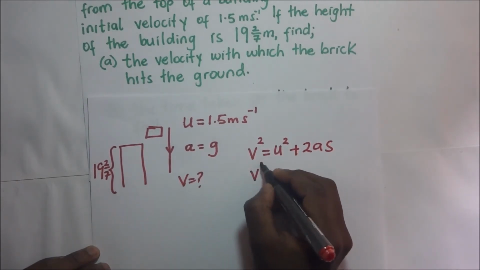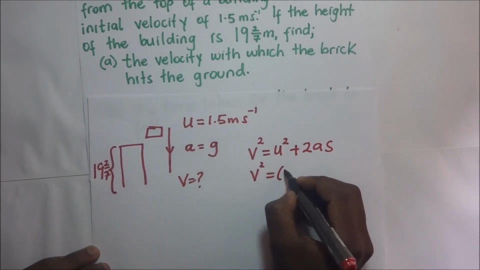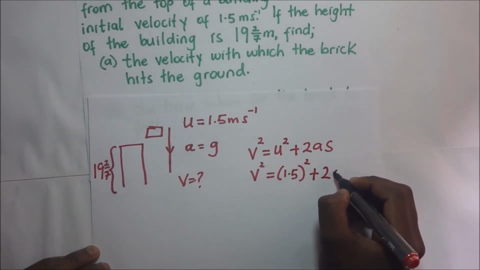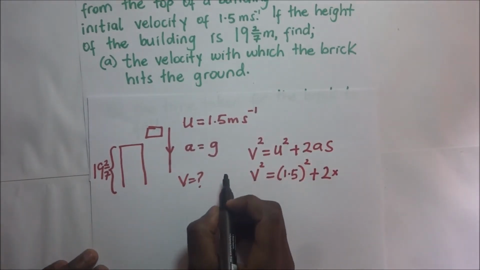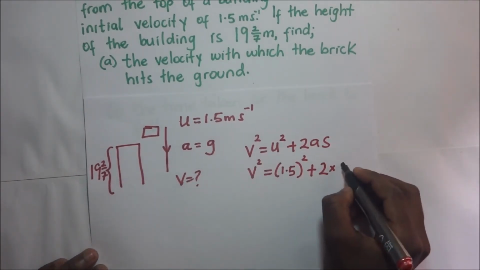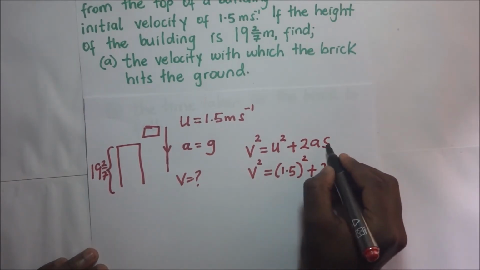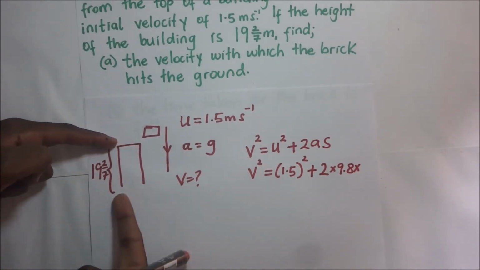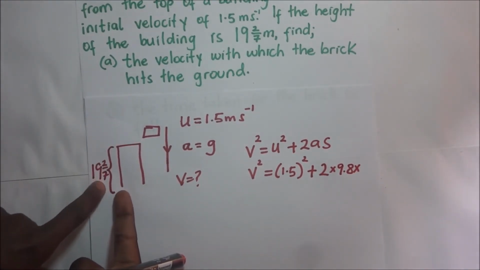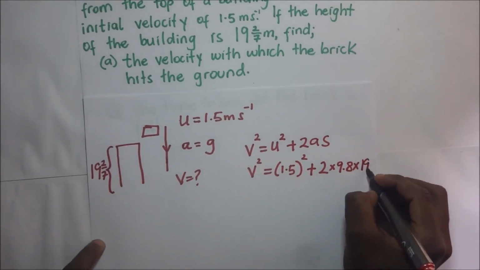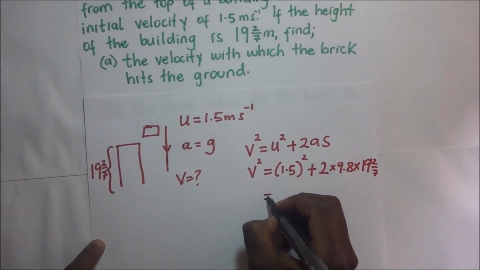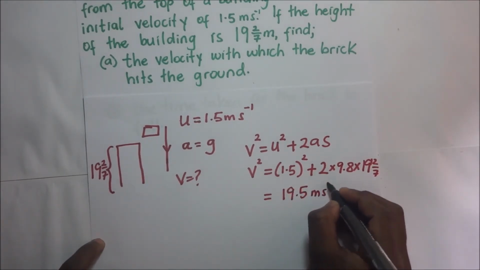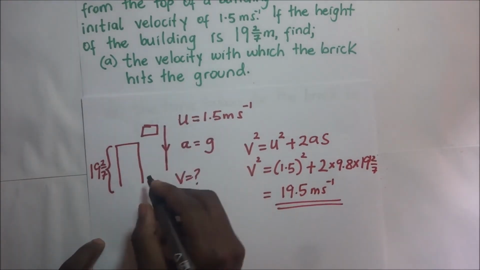We shall call that v squared is going to be equal to u squared, which is 1.5 squared plus 2 times acceleration. We said in this video acceleration due to gravity will be 9.8, so it's going to be 9.8 times the displacement. Now the displacement, as it's moving from up down on top of the building, the height of the building is 19.27 meters, so it means that it's going to be 19.27 meters. So our answer will be 19.5 meters per second. That is the velocity with which it hits the ground.